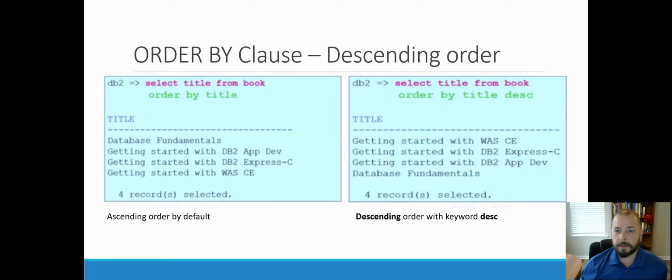Sometimes you may not want ascending, so by default it does order things ascending. All right, if you want descending order, the opposite way, you can use the keyword descending just at the end. So order by title, and then instead of having them ordered ascending alphabetically, here we're ordering them descending alphabetically. So you see it just gets reversed there.